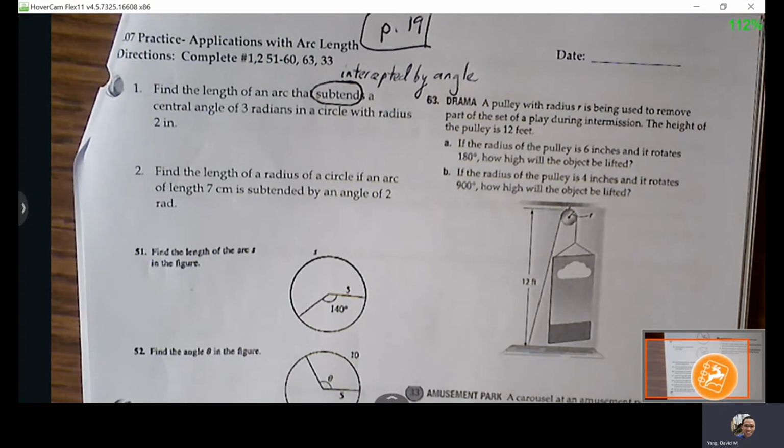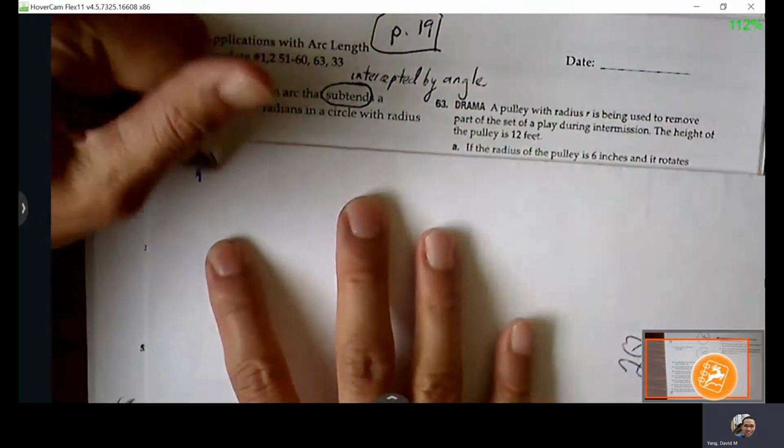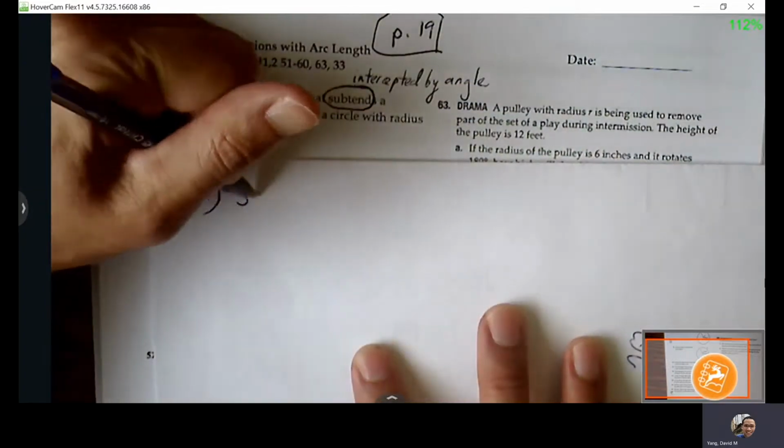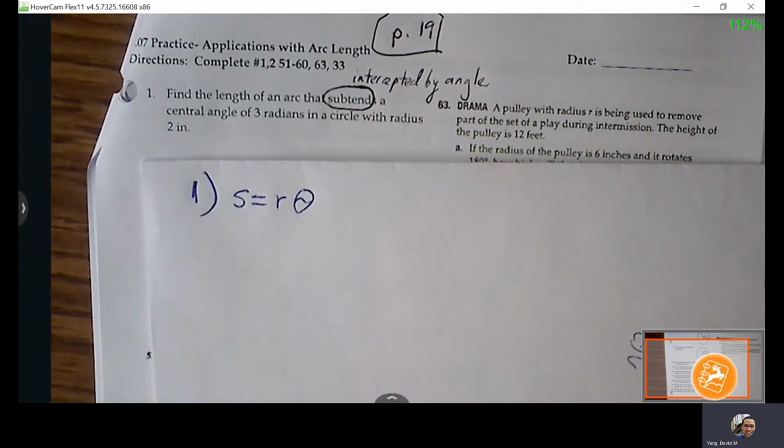It says find the length of an arc that subtends a central angle of 3 radians in a circle with radius 2 inches. So we know that we're working with the formula S equals R theta. Remember that arc length is always going to be the same units as your radius. So if it's radius in centimeters, then arc length is also centimeters. Make sure that your arc length is never going to be a degree measure or a radian measure.